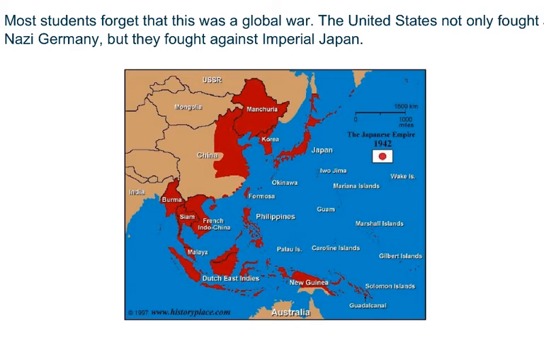Down below is a map that shows the extent of the Japanese Empire in 1942. So everything in red at one point or another in 1942 was controlled by Japan. Japan, as we can see, is this right here, and then everything in red: Manchuria, Korea, big parts of China, French Indochina, Siam, Burma, and many more were controlled by Japan during this time.